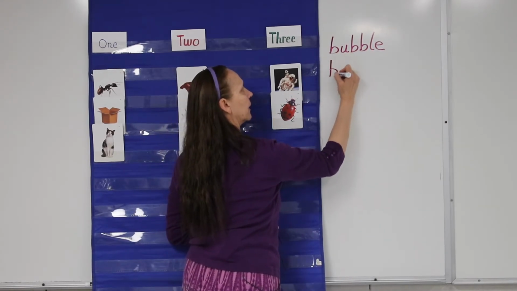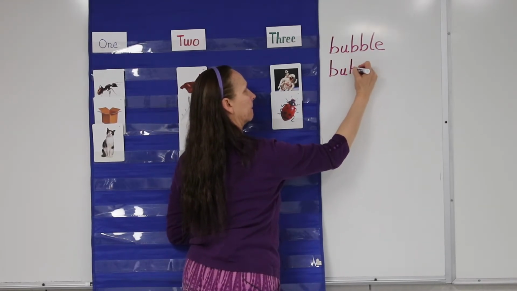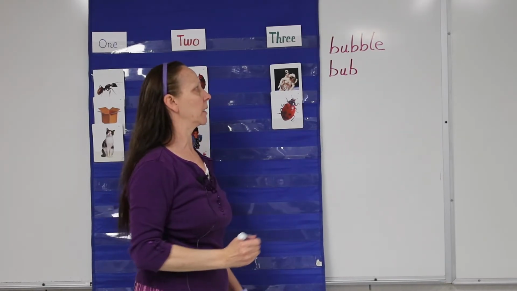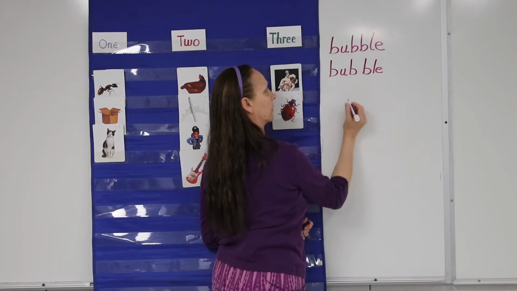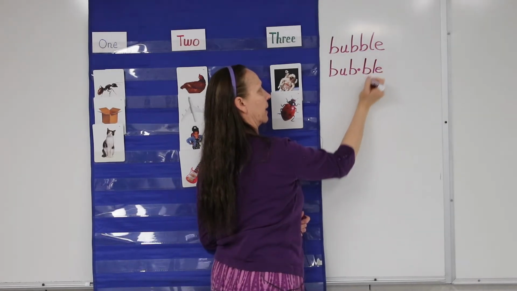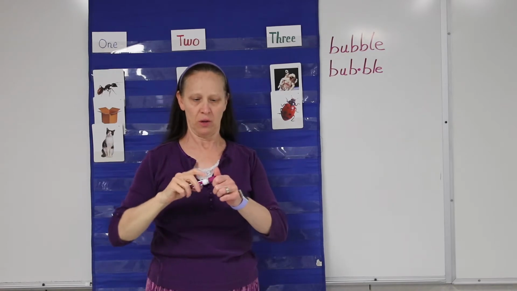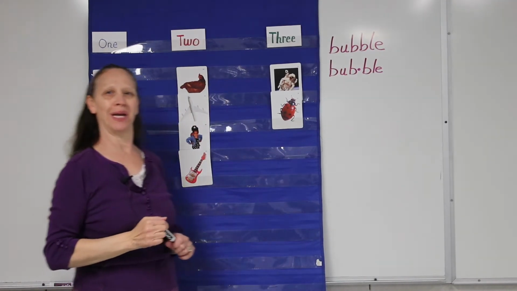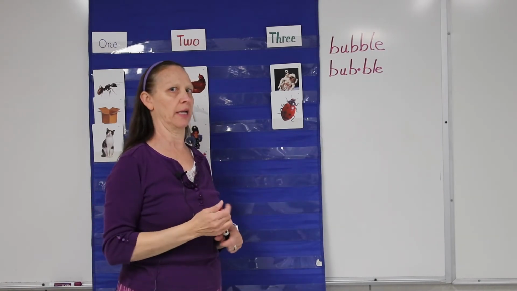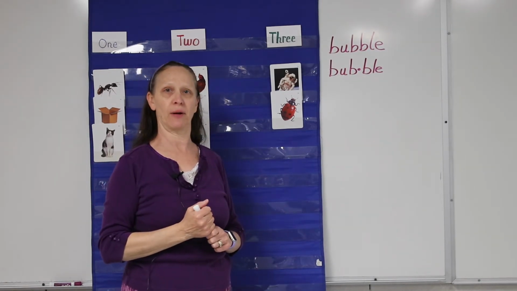So we would split this. Bub, bull. And we can put a little dot there. We can put a line there. We can put whatever we want. We can just put a big space so that we know that it needs to be separated.